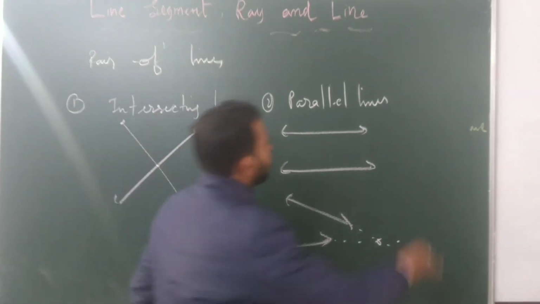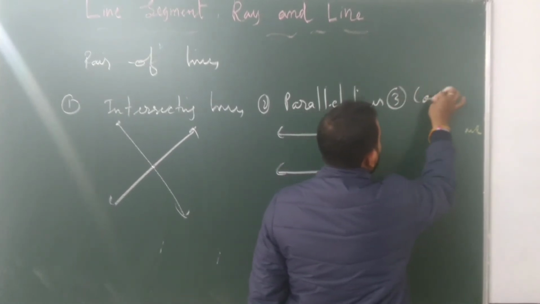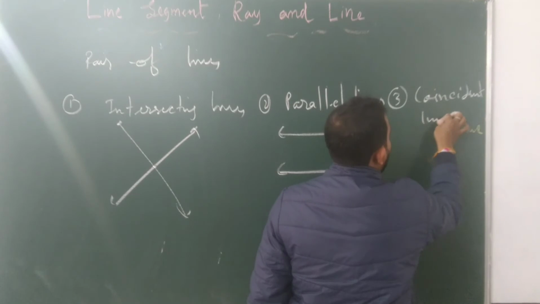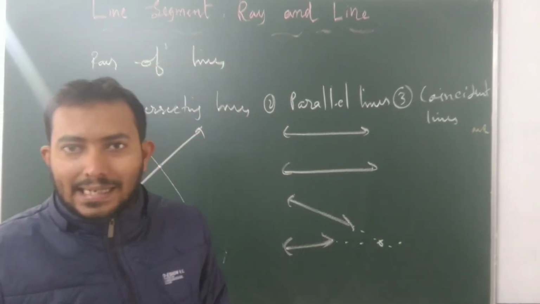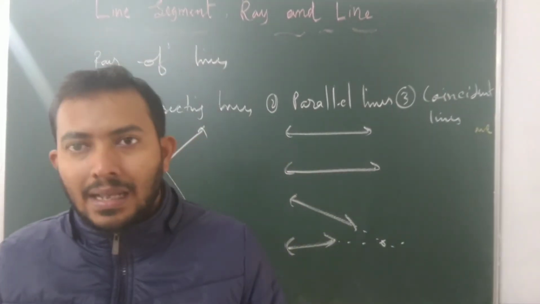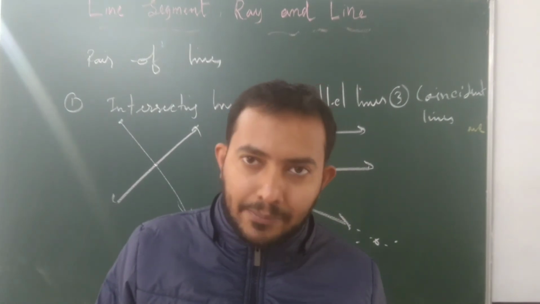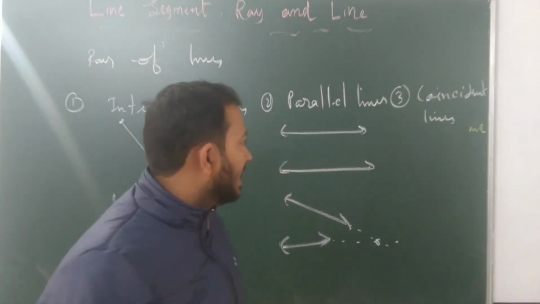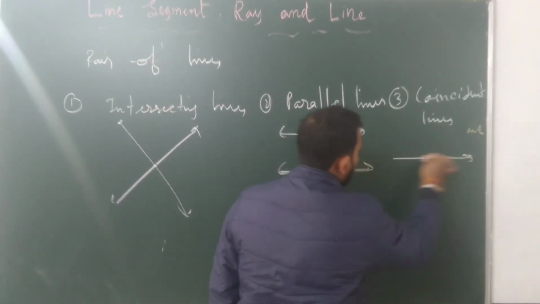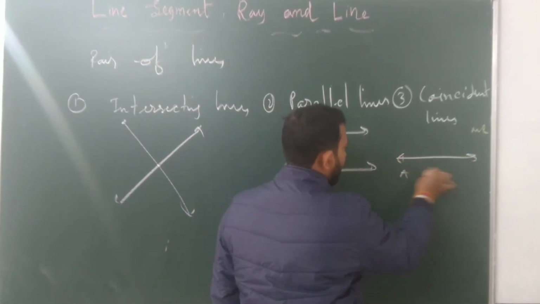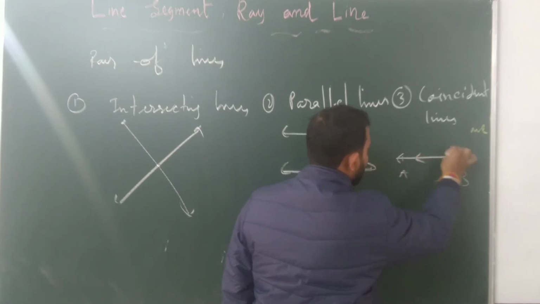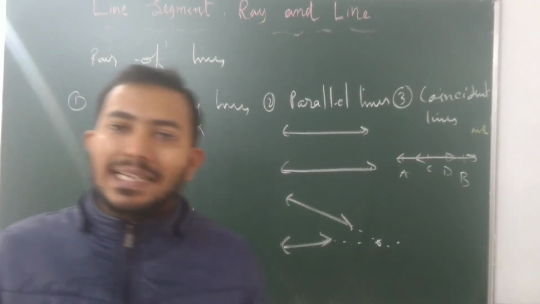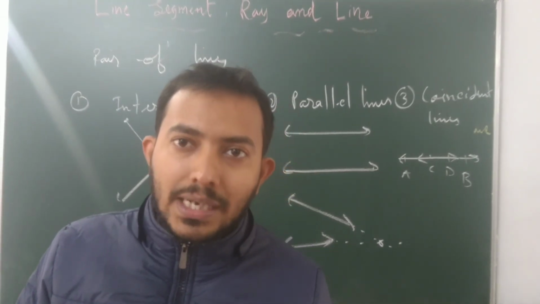Next, coincident lines. That means 2 lines are said to be coincident lines if one line lies on the other line. That means they coincide with each other. This is one line, then you take AB here, and another line you are taking, that is CD. Then AB and CD are coincident lines.